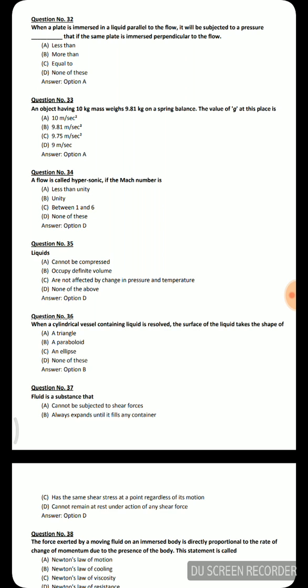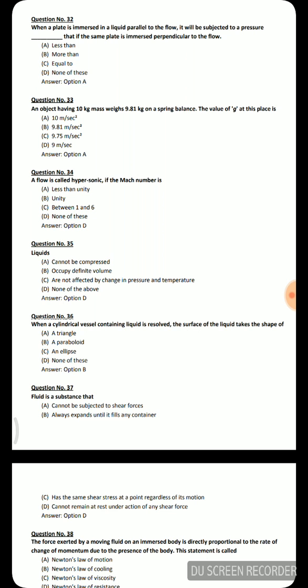Liquids cannot be compressed. They occupy definite volume and they are not affected by change in pressure, temperature. These three are options. Out of these, no option is correct. So none of these is the correct answer. Next question. When a cylindrical vessel containing liquid is revolved, the surface of the liquid takes the shape of a paraboloid. Option B is the correct answer.